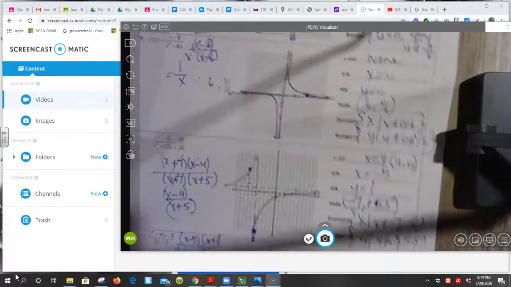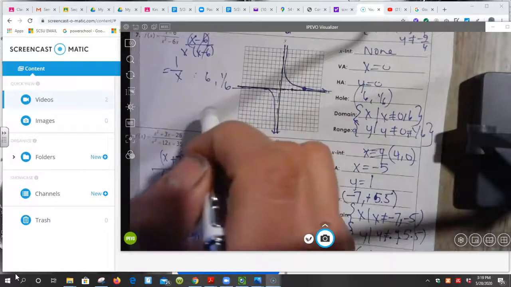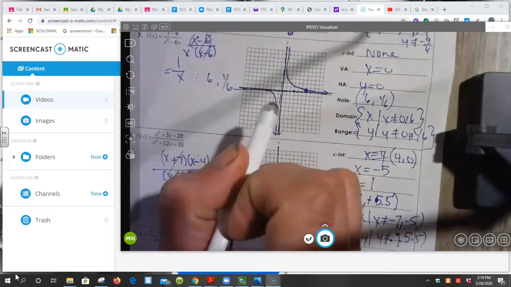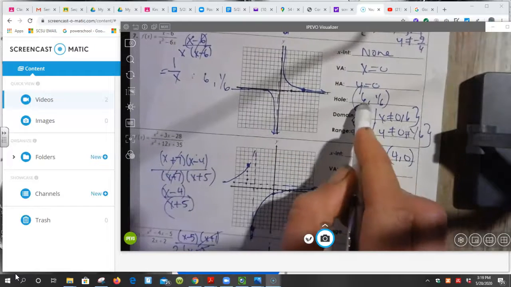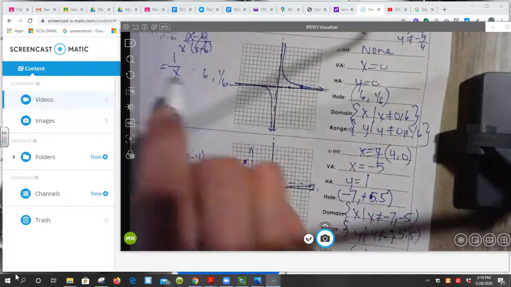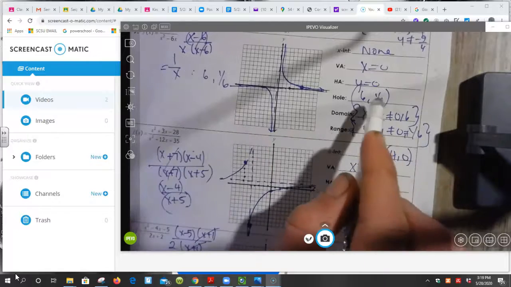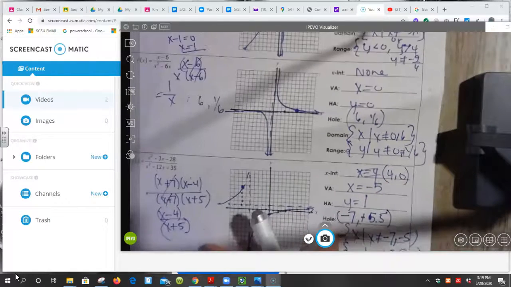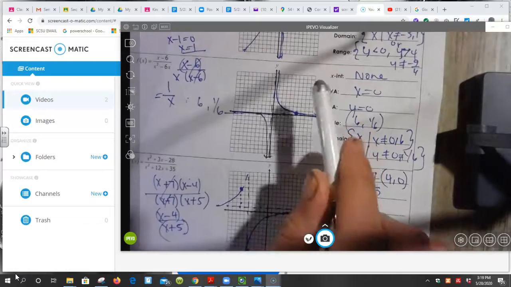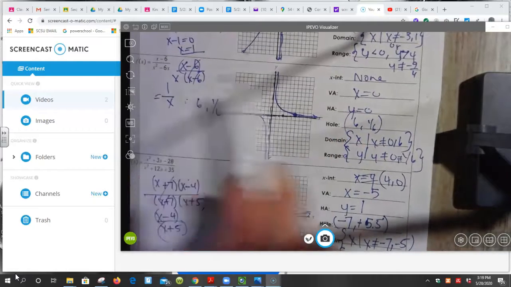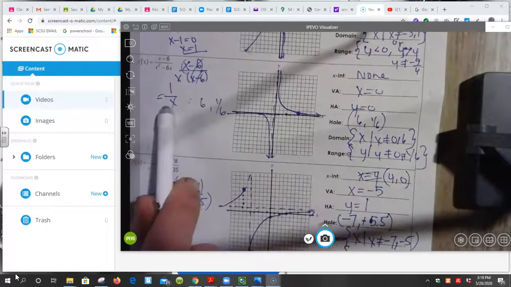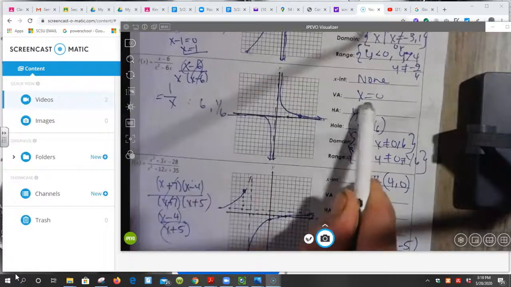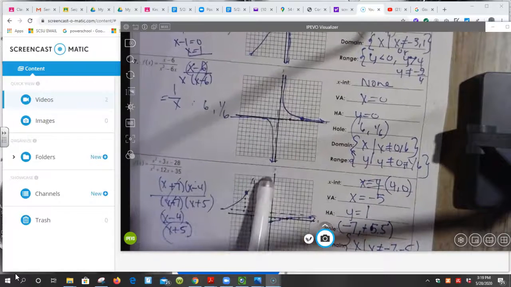Moving on here. You're going to factor out x minus 6. So x minus 6 is factored out, which means x equal to 6 is where the hole is. And we put 6 back in, you get 1/6. So (6, 1/6) is right there. That's our hole. The x-intercept has none because you can't make the numerator equal to 0. The vertical asymptote is 0. That's the only thing that makes the denominator equal to 0. So that's why there's a vertical asymptote right here.